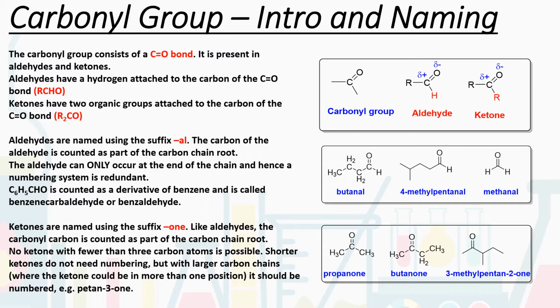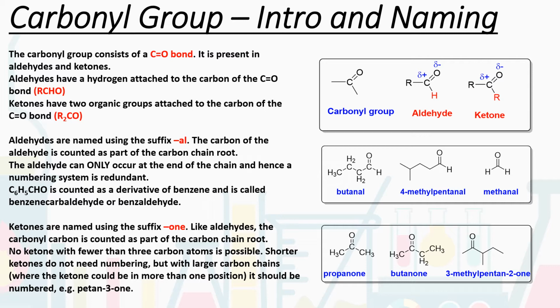And ketones have two organic groups, two carbon groups, attached to the carbon of the C=O bond. So we can write that down as R2CO. So they both look very similar, just that an aldehyde has a carbon group and a hydrogen attached to the C=O, the carbonyl group. A ketone has two carbon groups.